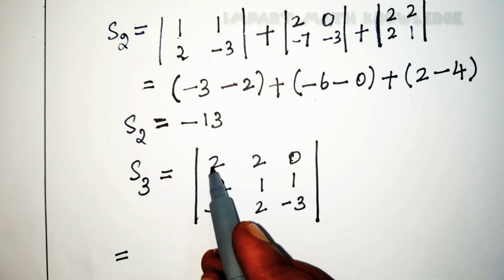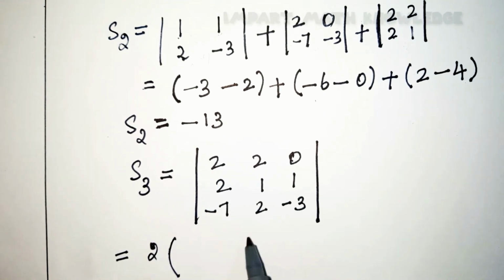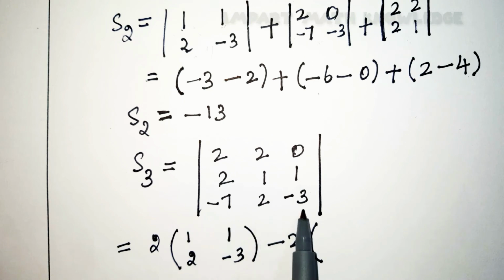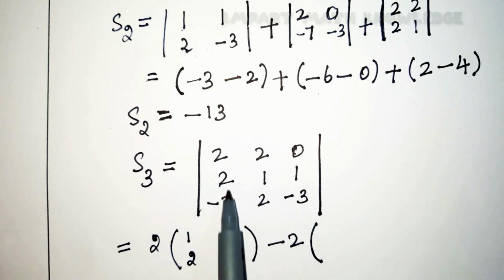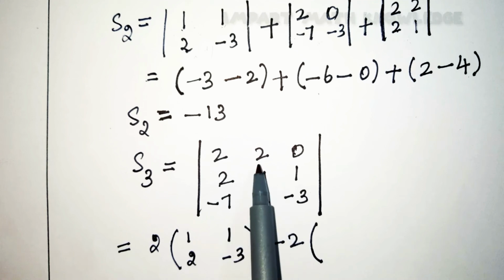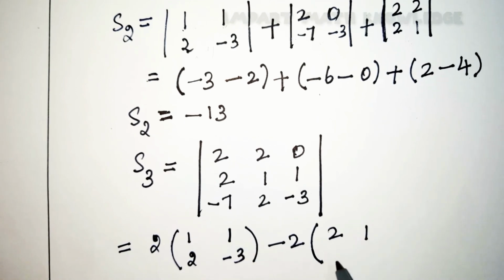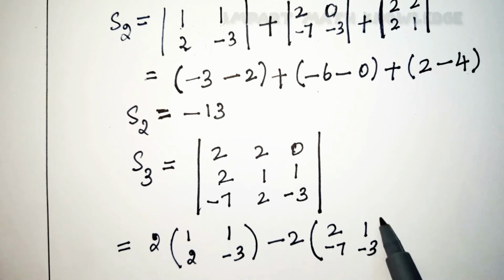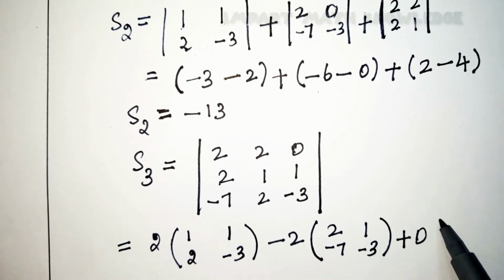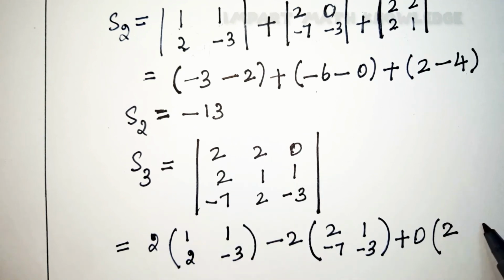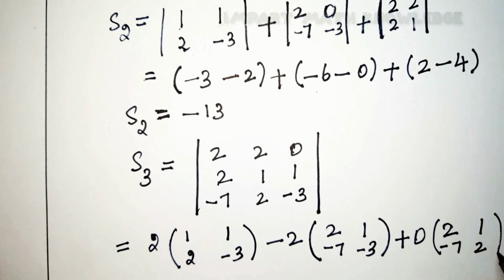This is equal to 2 into 1, 1, 2, minus 3. First one, 2 into 1, 1, 2, minus 3. You have to omit first row, first column. Then minus 2. Here you have to omit first row, second column. So 2, 1, minus 7, minus 3. Plus 0 into, for the third one you have to omit first row, third column. 2, 1, minus 7, 2.